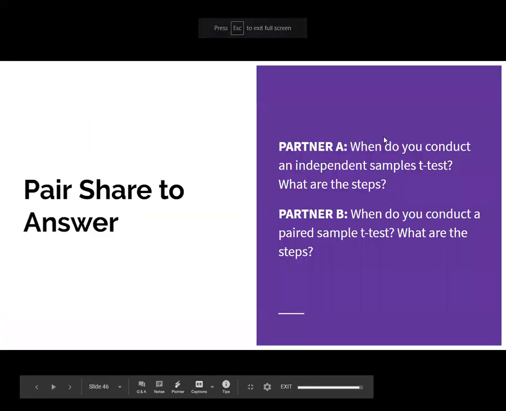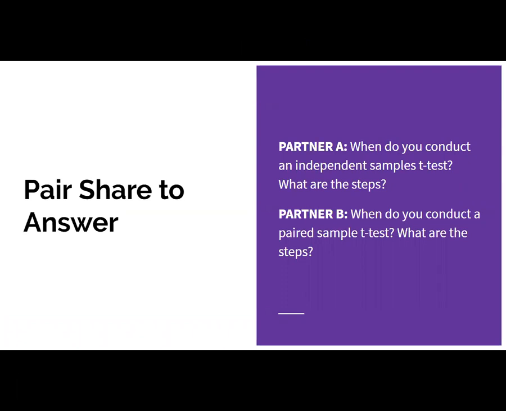Okay, so take a moment. 1, 2, 1, 2. Oh, good, you pair up perfectly. So pair up with somebody next to you. Pick who's A and who's B. Then partner A, explain when you conduct an independent samples test and go over the steps. Partner B will take the paired sample test and what the steps are. So go ahead and talk about that.